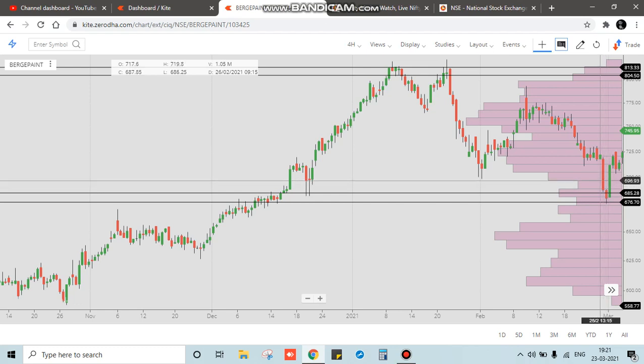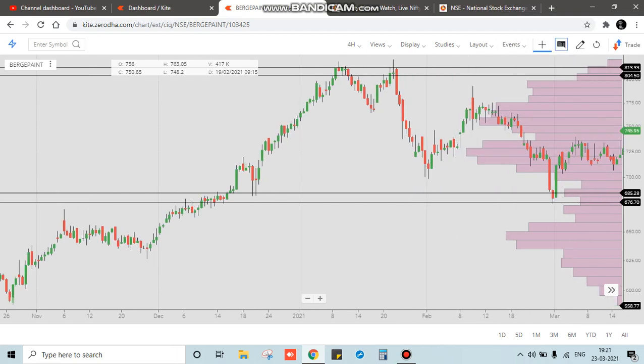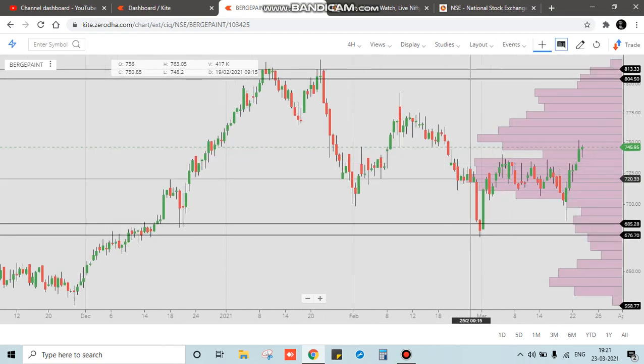On 3rd of March you can actually see what happened. This particular stock, whenever it entered this zone, started pushing higher and higher and higher. From 685 it has moved to 740, 745. So you would have made easy money. A 750 call option would have made some good money.